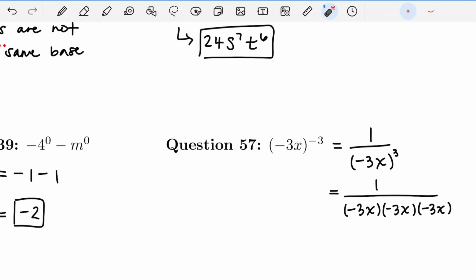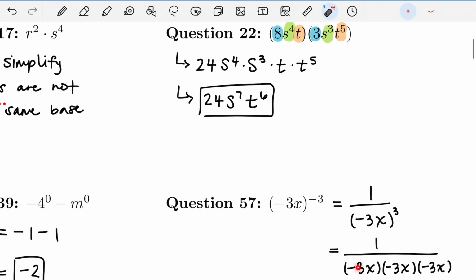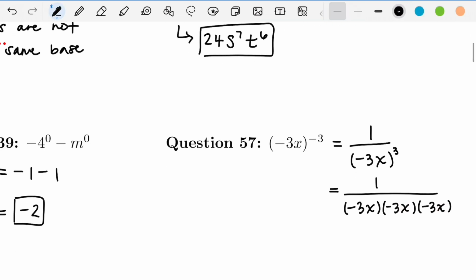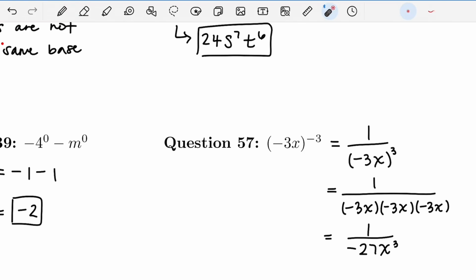And we can use similar properties that we saw in question 22 here. We have minus 3 times minus 3 times minus 3, so that would give us a negative 27, and then we have an x times an x times an x here, so that would give us x cubed. So what we'll have here in the denominator is minus 27 times x cubed. And remember, when we're multiplying these x's here, these are all to the power 1. So this is the same thing as x to the power 1 plus 1 plus 1. So that's how we get x cubed here.